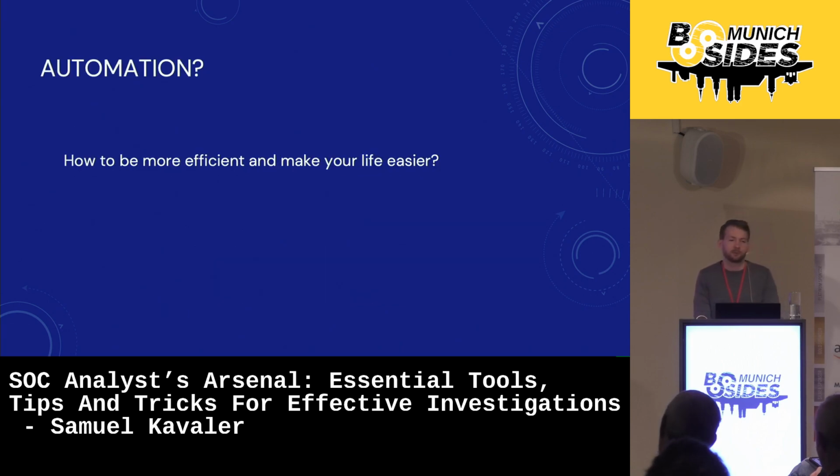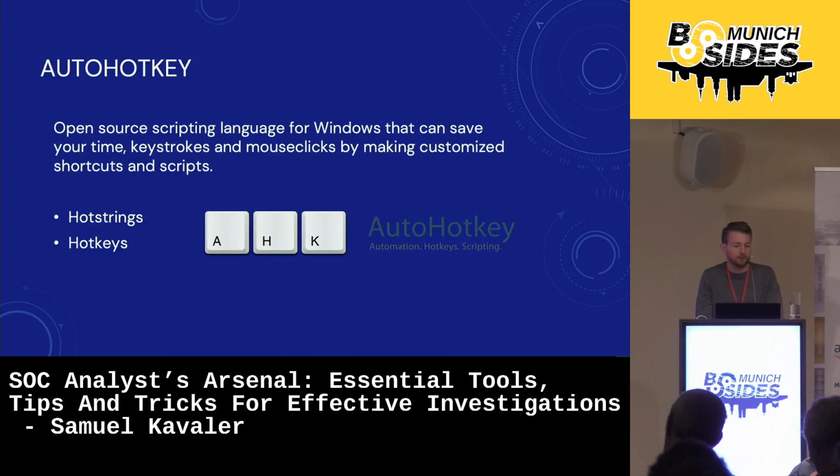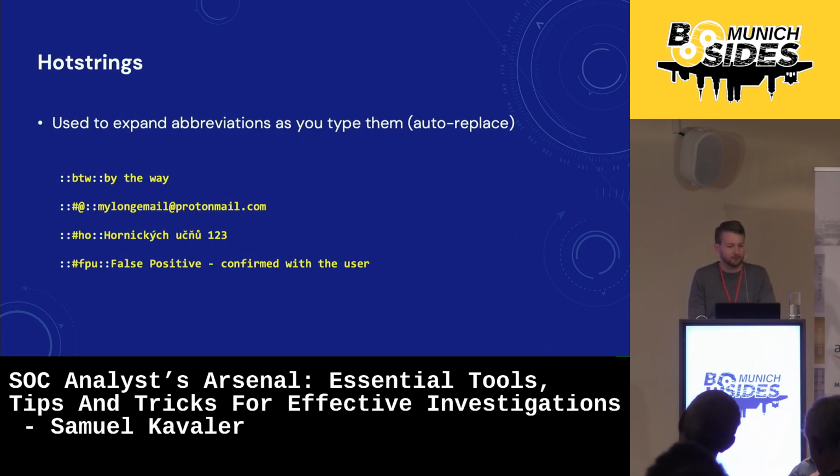So let's talk a little bit about some automation and some scripting. If the investigation of incidents is your daily bread, I have some frameworks for you that I highly recommend using. The first one is AutoHotkey, which is an open source scripting language for Windows, and you can basically make customized scripts and shortcuts. It has a lot of functionality, but the 2 main ones that I want to talk about today are hotstrings and hotkeys.